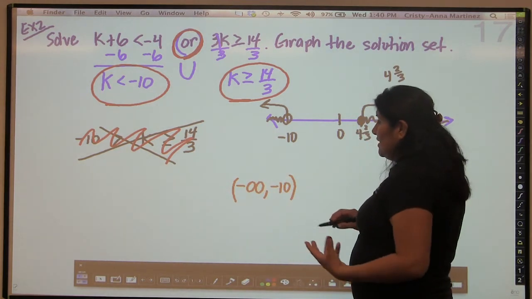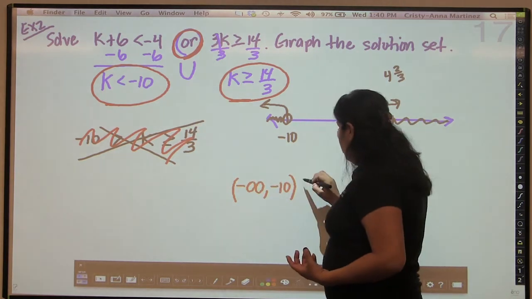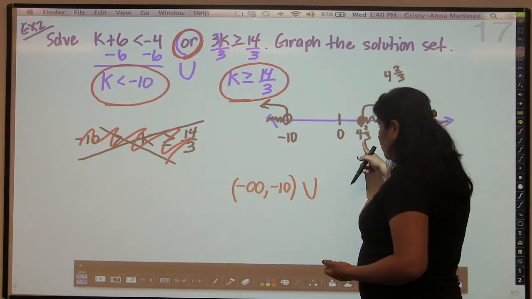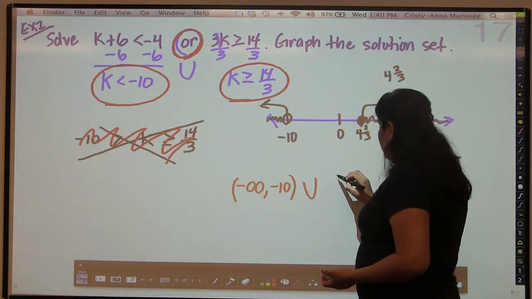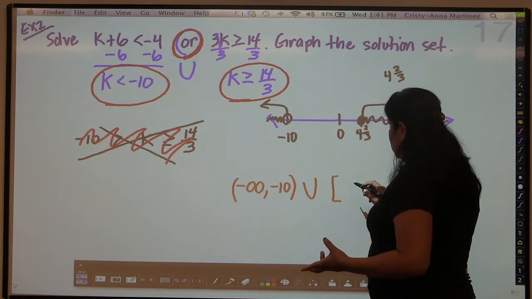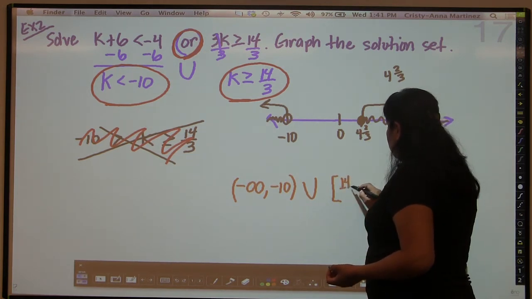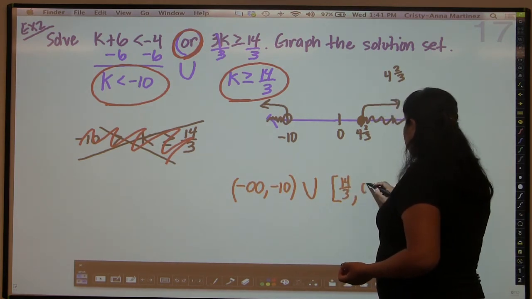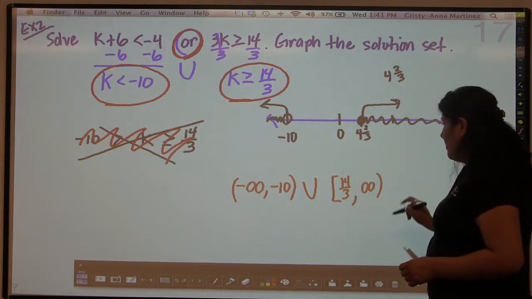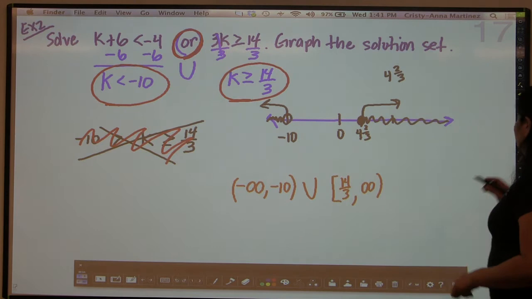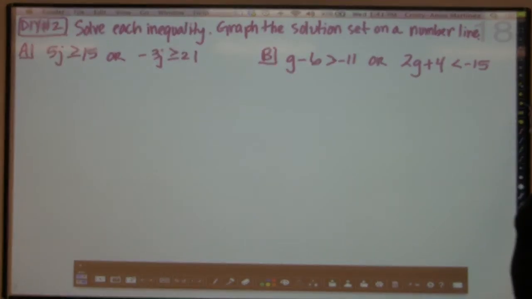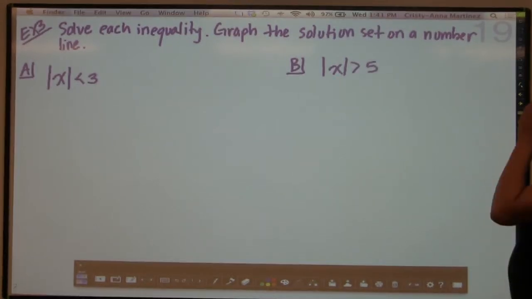And then you have a union symbol, which is the union symbol from earlier. So you're going to union that with the 4 and 2/3, which is basically 14/3. And this time you have a bracket because this dot was nice and dark. It was included. So we're going to put 14/3 to positive infinity. And again, never put a bracket on the infinity symbol. So that would be your interval notation for example 2. Now you can try these guys, and then we will move on to absolute value.